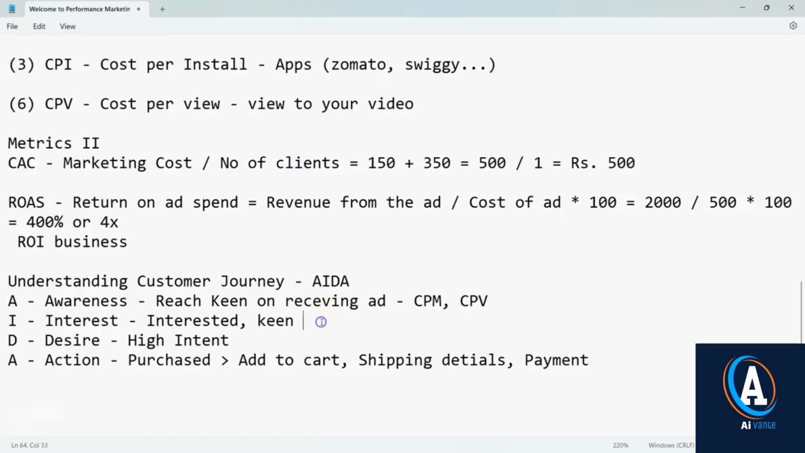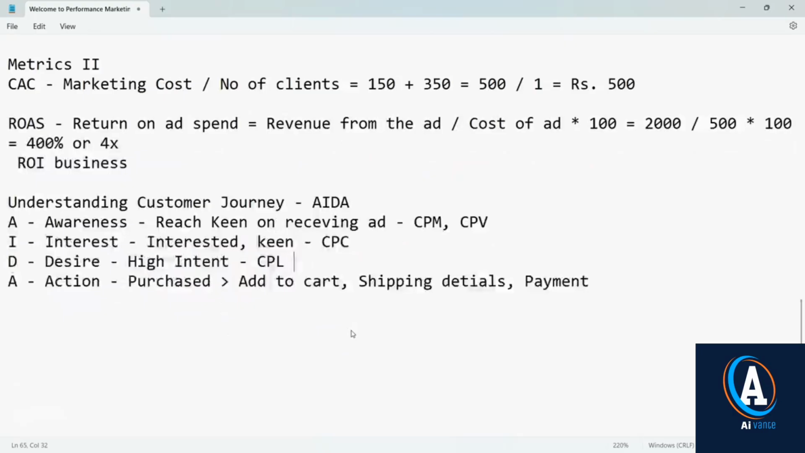Alright. If they are in the interest stage, it could again be CPM, CPV. That's not a problem. We can always have these coinciding with each other. But just to put an idea here, it is going to be more skewed towards CPC. If it is desire, it will be CPL, cost per lead.